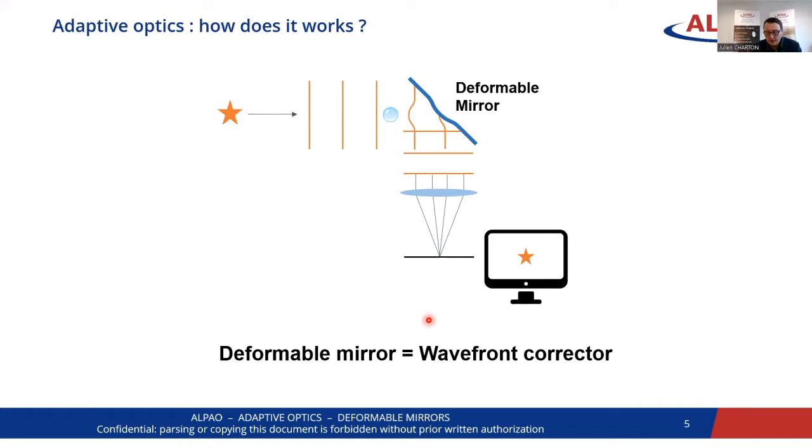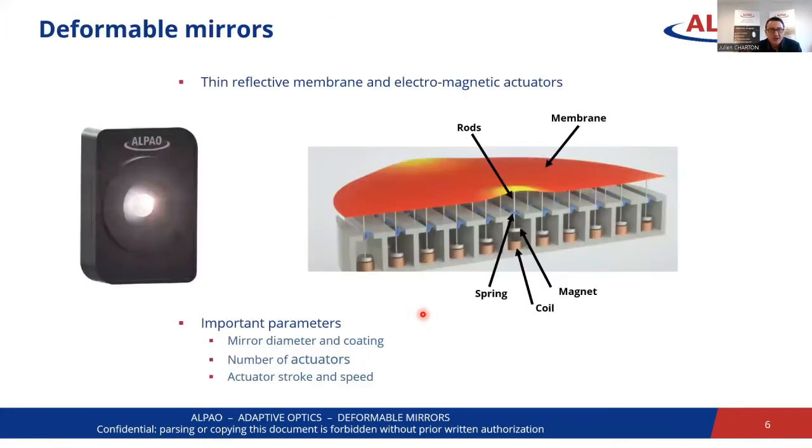But first, we'll have a look at how a deformable mirror is made, just to have a rough idea of how it works. There are different kinds of technology. I will present the ones that we are using at ALPAO. You see a picture of one of our products on the left, the most commonly used deformable mirror. And on the right, you see a cut of what is inside.